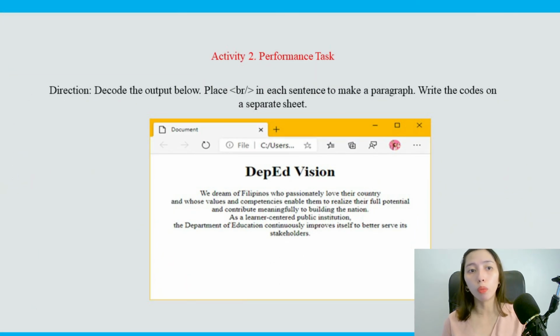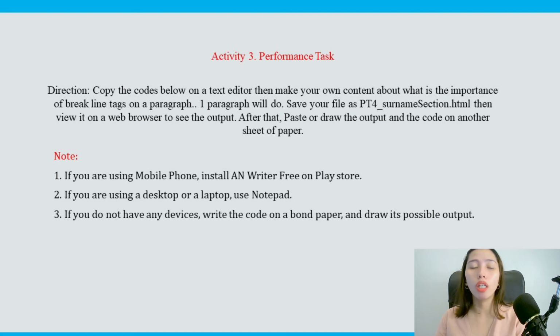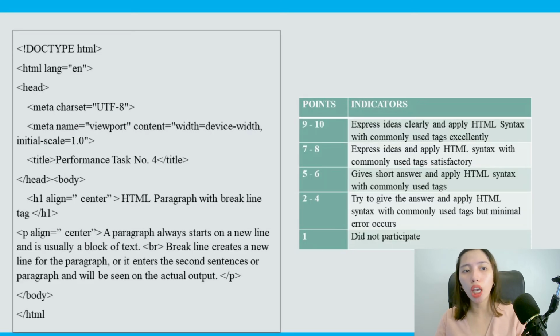For activity 2, you have to write the code of the web page and insert BR in the paragraph. As you can see on the output, there should be 5 BRs in the code. For activity 3, again, copy the code and change what's in the content. Then follow the instructions in saving and screenshot your output. After that, copy the code and paste the screenshot of the output on a Word document. For modular, what you see on the output or on your mobile phone, if you have, you have to draw the output on your worksheet.